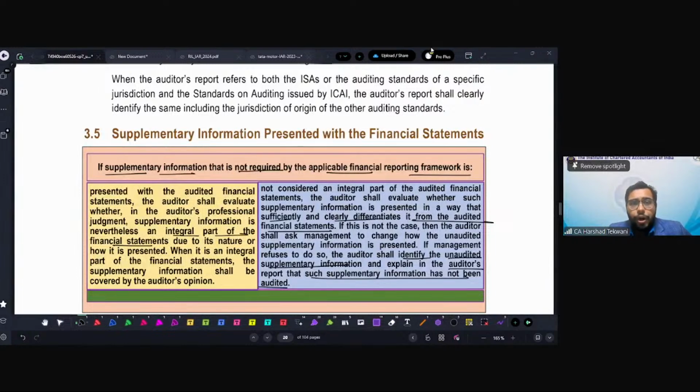See, this is very important for us to understand how these information are reported, because till the time you don't understand what the financial reporting framework is, you will not be able to identify whether it's supplementary information or not. So it is very critical to understand this part.